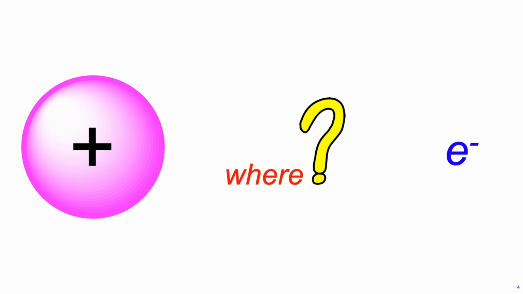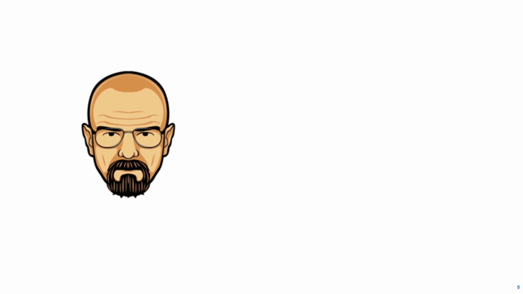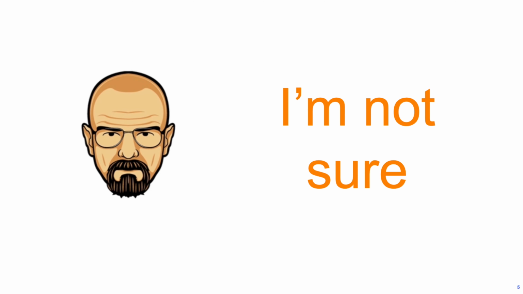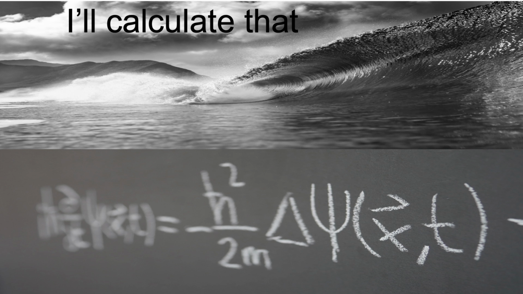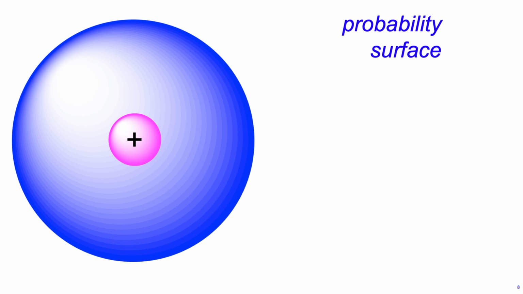To answer that question, you have to understand that we can't really be sure where the electron is at any instant. What is Heisenberg famous for? Heisenberg uncertainty principle, yeah. Who calculated the wave equation? Schrödinger. Heisenberg didn't know, but Schrödinger said, well, I can calculate that, and he came up with his wave equation. He predicted that the square of the wave equation would describe a probability surface or an orbital.